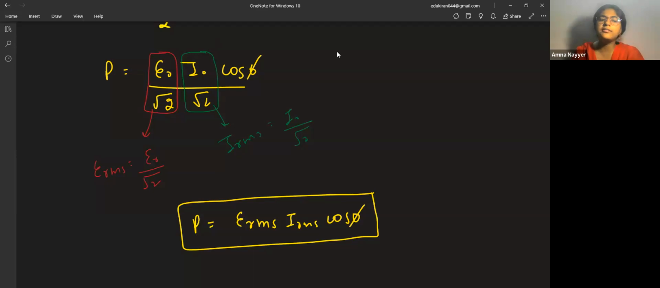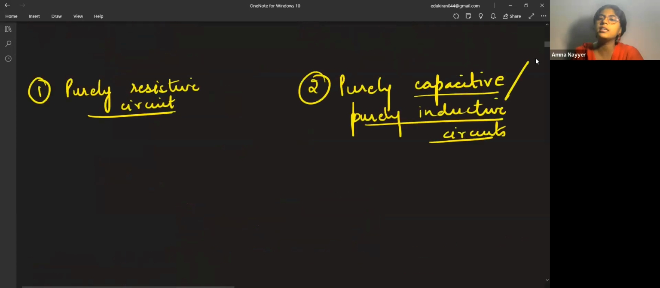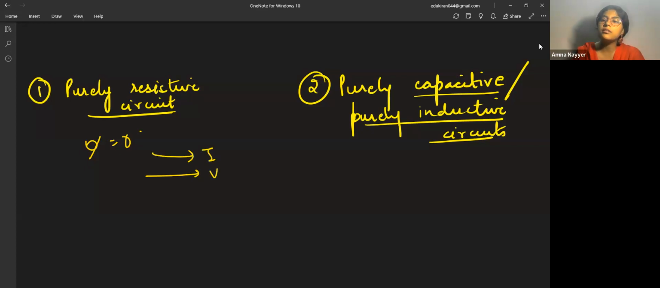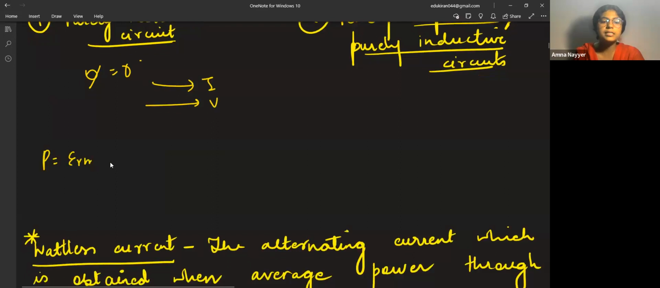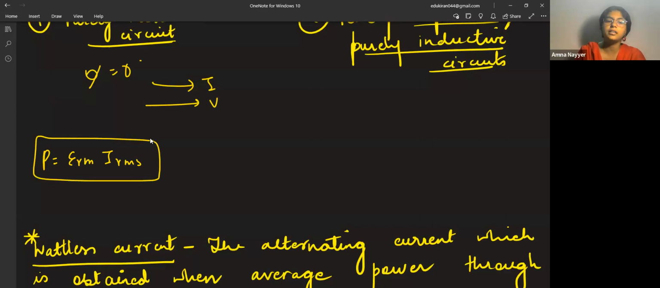And one more thing, class. If it's a pure resistive circuit, then we know there isn't any phase difference. So phi will be 0 degree, because I told you current and voltage are both in the same phase. So cos phi is cos 0 degree, which is 1, so power is ERMS into IRMS. This is the maximum value. So when is the power maximum? Power is maximum in a purely resistive circuit.